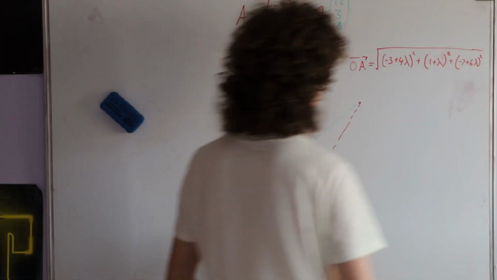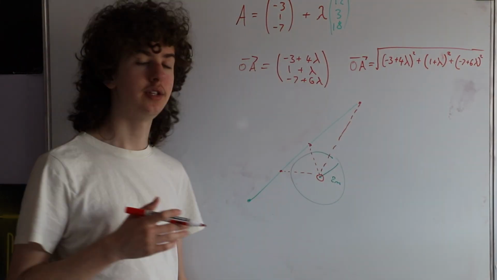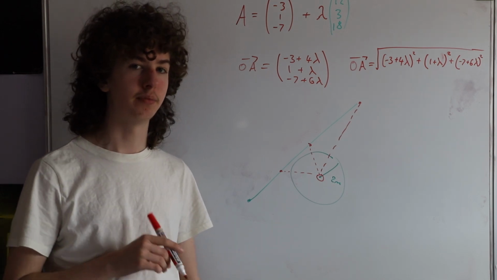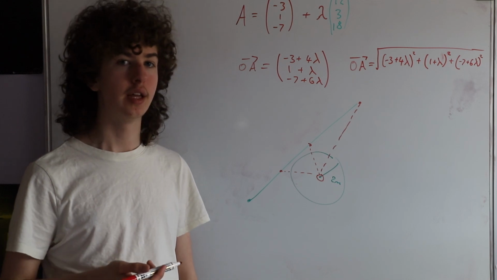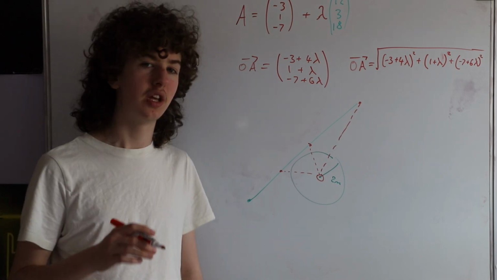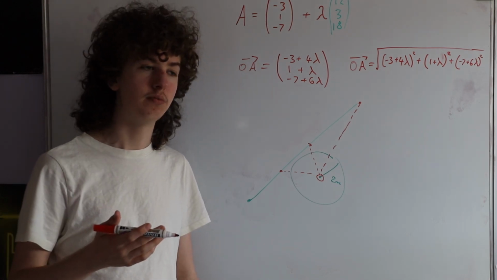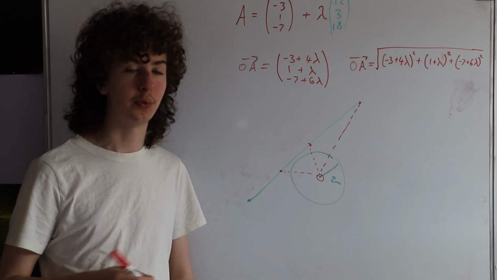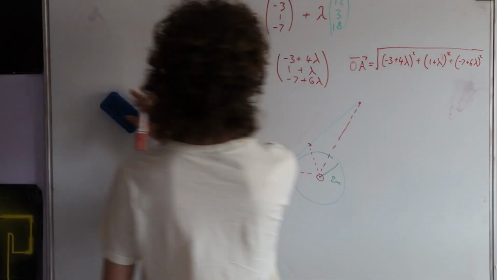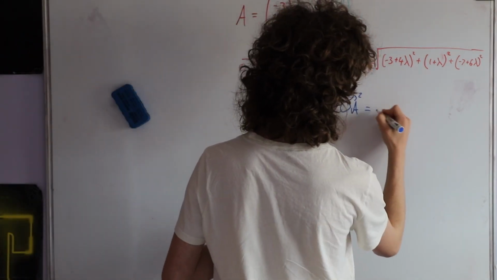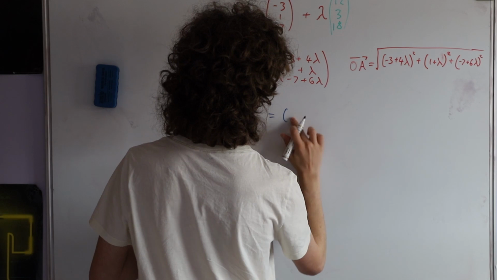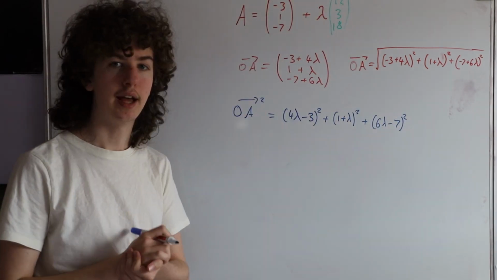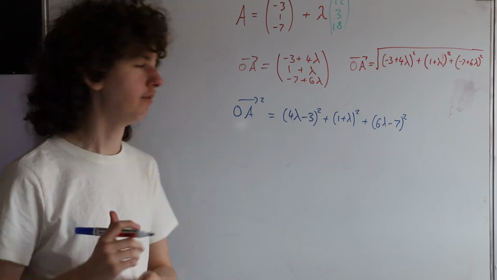If we minimise the distance from O to A, we have also minimised the distance from O to A all squared. And this means we can just ignore the square root for now. We can square both sides and still minimise lambda, and we're going to get the same answer. Now let's expand and simplify.